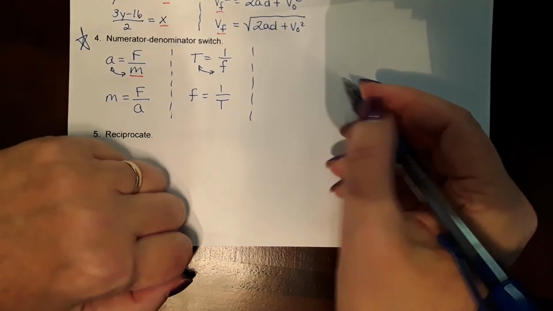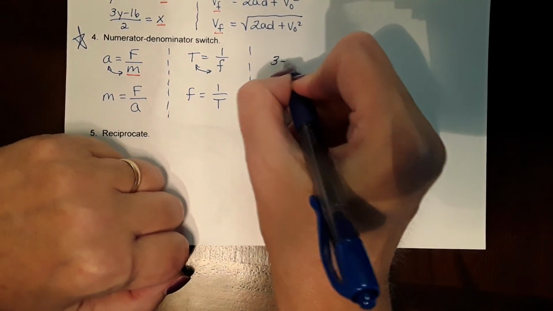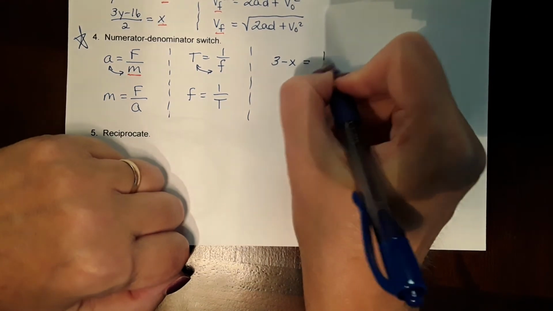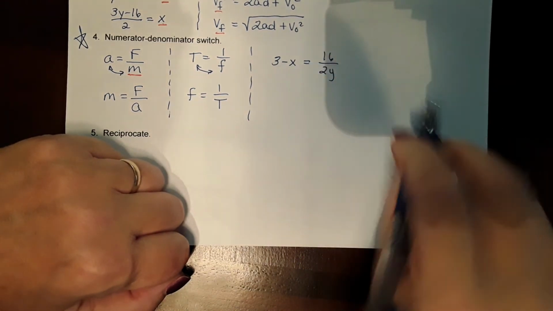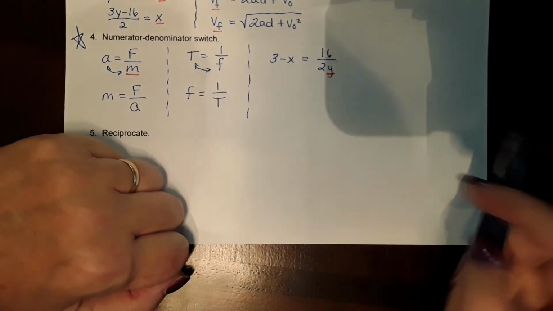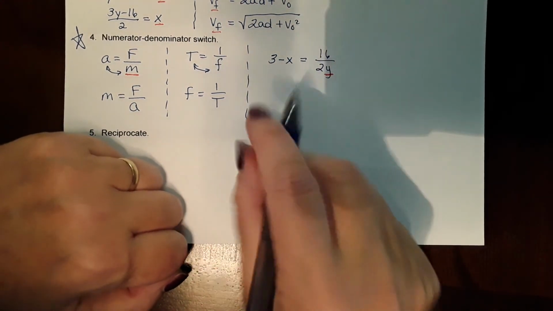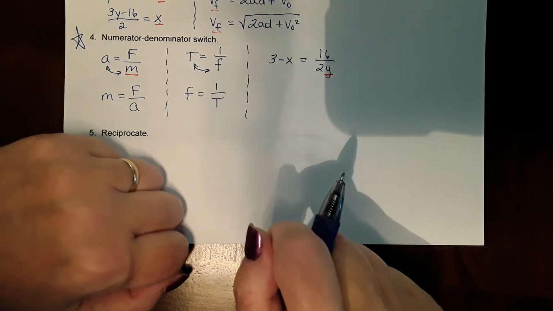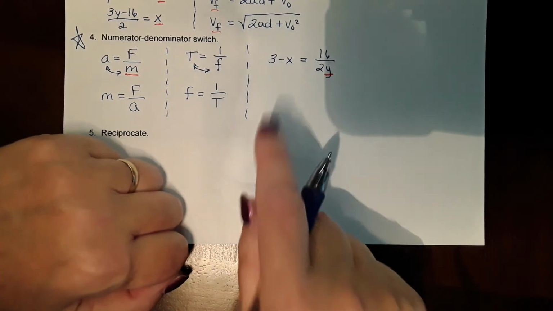Here's another one. This one's a little more complicated. Look at this. 3 minus x equals 16 over 2y. And we want to solve for the y. Now watch this. This is kind of cool. Do I have to move the 2? No, I don't. Watch this.